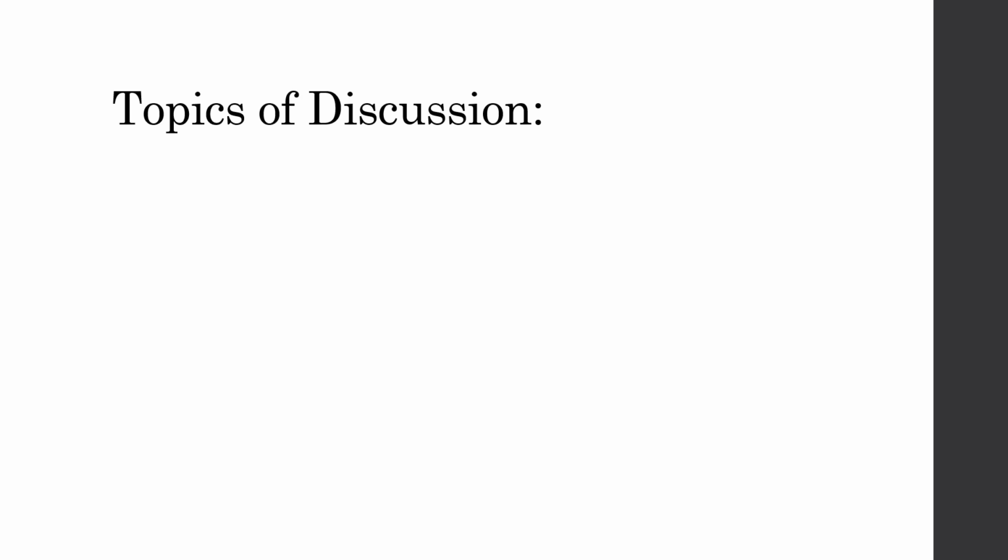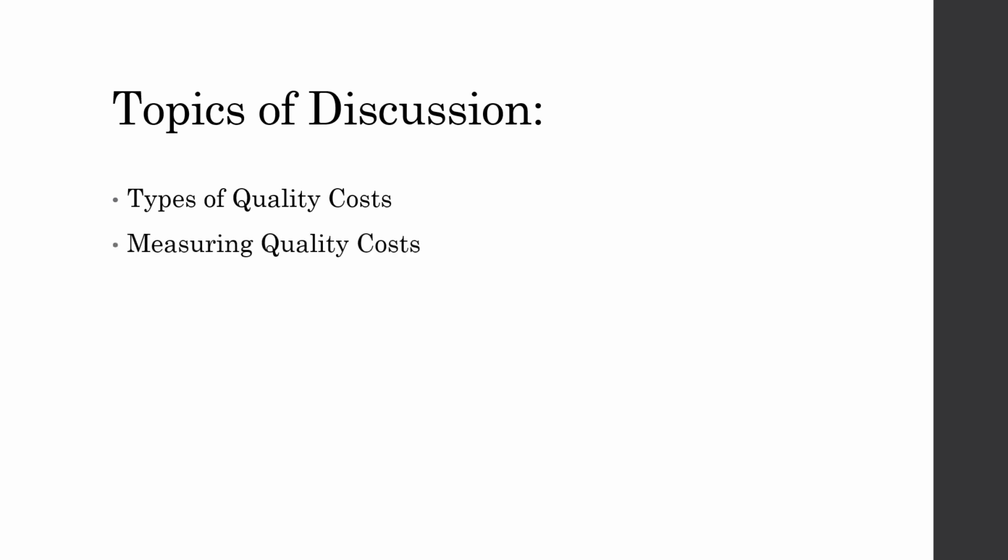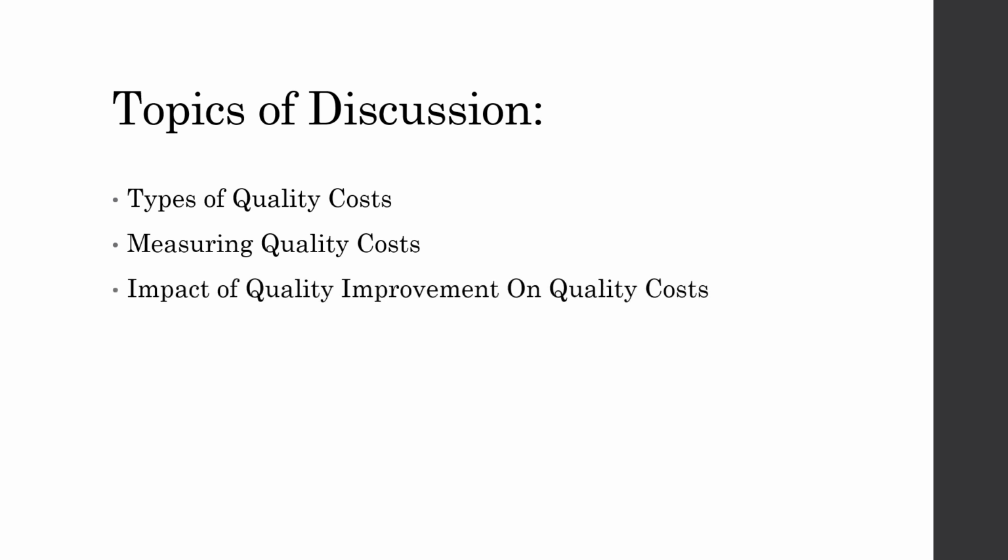The following will be our topics of discussion in this video. Firstly, we will be looking at the different types of quality costs that are associated with the production of a particular product. Secondly, we will be looking at various methods for measuring them. And finally, we would be looking at the impact of quality improvement techniques on them.